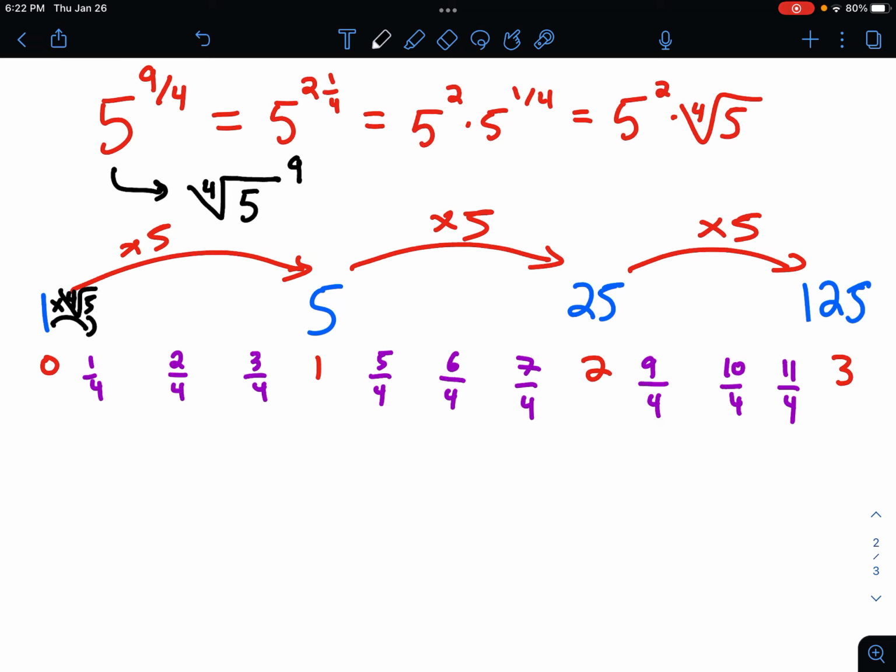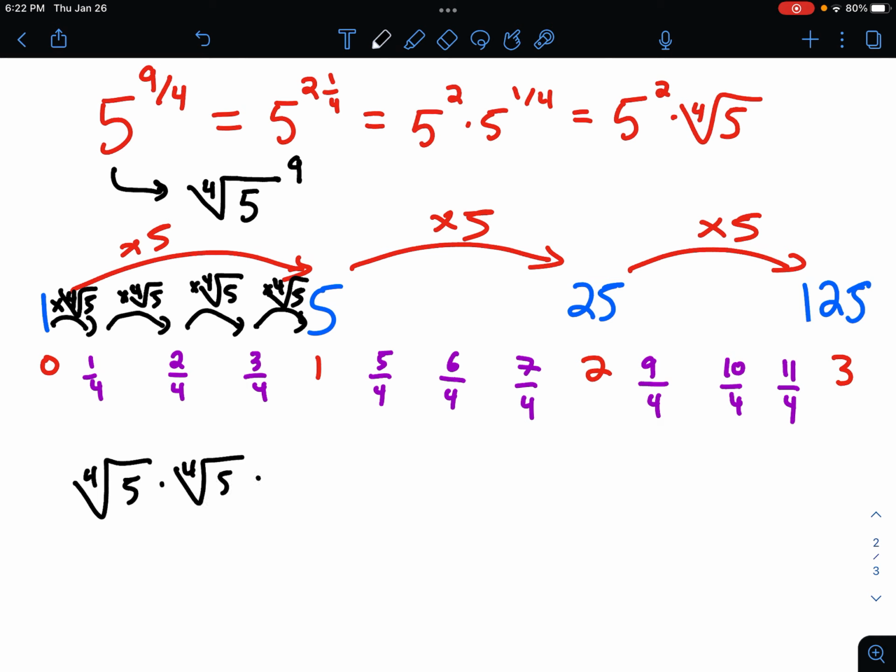So if I want to consider each of these stages of multiplication, well, this is times the 4th root of 5. And then we got to multiply times the 4th root of 5. And again, times the 4th root of 5. We do it 3 times. And then 4 times gets us to 5. Because, right, the 4th root of 5 is defined as the thing that we multiply by itself 4 times to get to 5. Or said differently, the 4th root of 5 to the 4th equals 5.